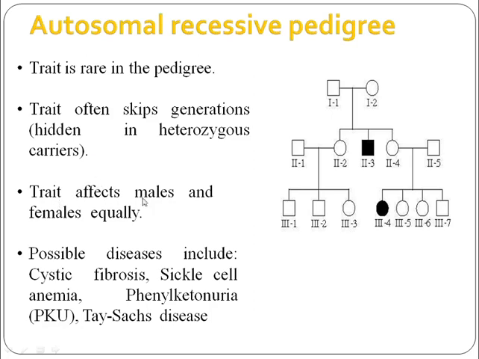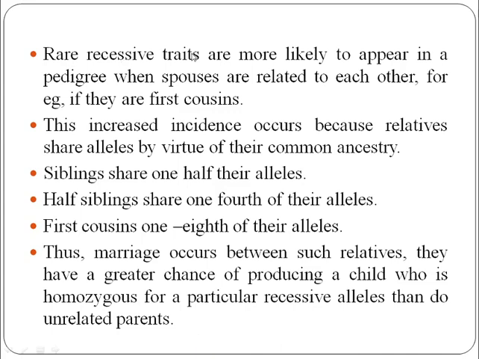Now, this trait affects males and females equally, and possible diseases include cystic fibrosis, sickle cell anemia, phenylketonuria, and Tay-Sachs disease. Rare recessive traits are more likely to appear in a pedigree when spouses are related to each other, that is, a consanguineous marriage, for example if they are first cousins. This increased incidence occurs because relatives share alleles by virtue of their common ancestry. If they have common ancestry, the alleles of the genes are the same among the individuals.